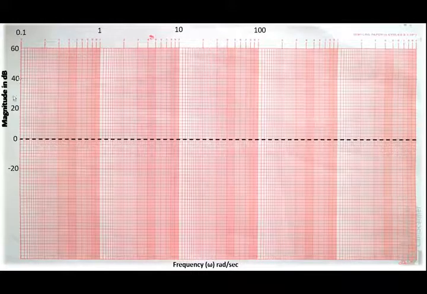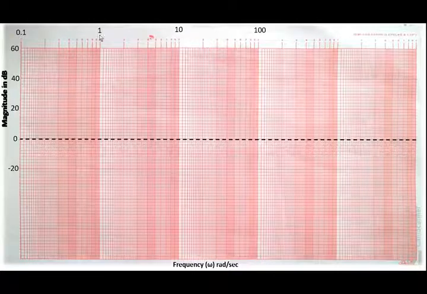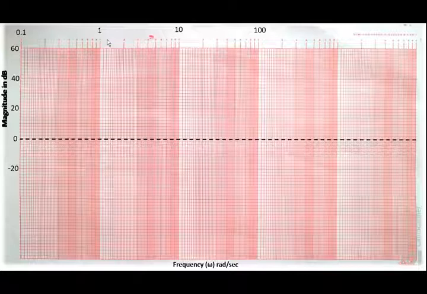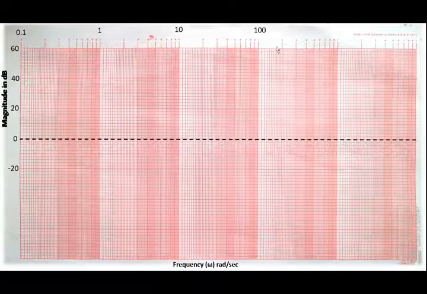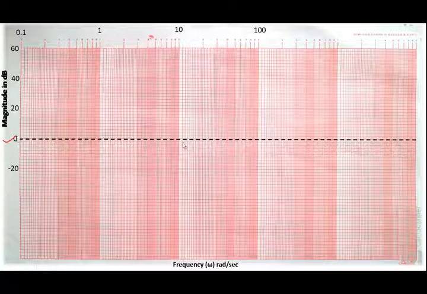So this is a linear scale, all the divisions are equal. But here, starting from 0.1 radian per second, this is 1 radian per second, so there is a multiplication of 10, so it is called a decade. So this is one decade and this is another decade, so it multiplies till infinity.